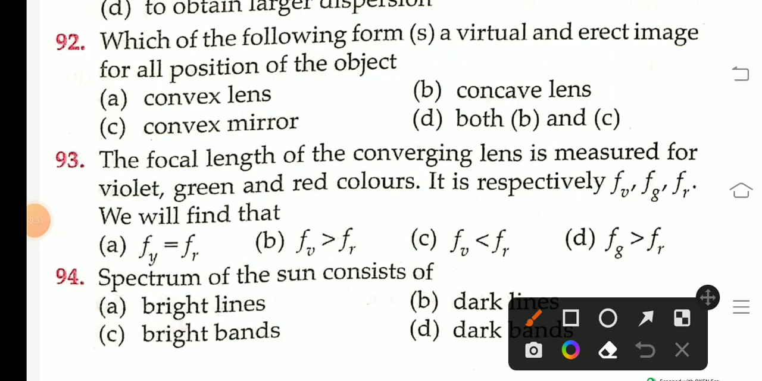Which of the following forms a virtual and erect image for all positions of the object? Right answer will be option D, both B and C, means concave lens and convex mirror.